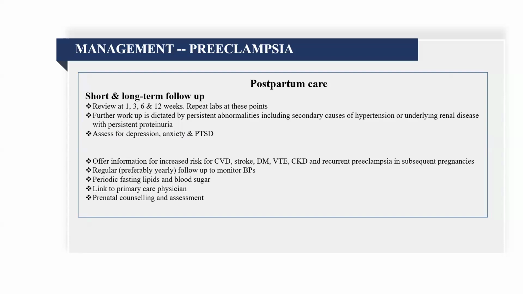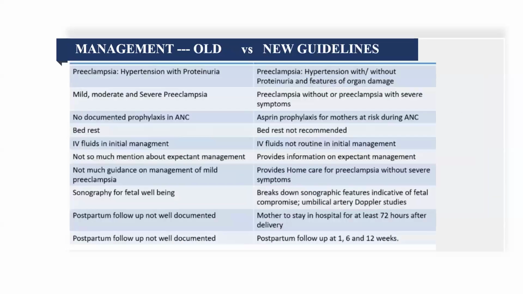We also should be ready to offer information on the increased risk for cardiovascular disease, stroke, diabetes mellitus, venous thromboembolism, CKD, recurrent preeclampsia, and subsequent pregnancy. And regular, preferably yearly, follow-up with BP checks and periodic fasting lipids and blood sugar. We should link up with a primary care physician to continue care if chronic hypertension is established, for those that have BPs not well controlled after 12 weeks postpartum. And then prenatal counseling and assessment is in place. So that is for the management of preeclampsia.